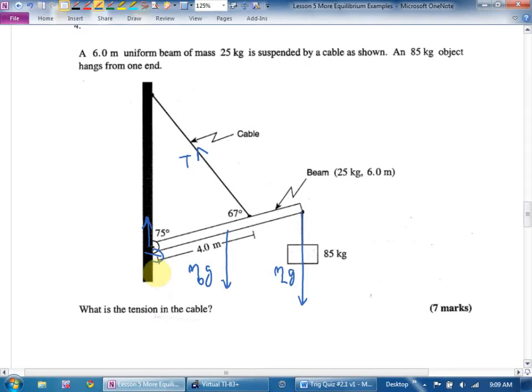Remember I said sometimes they give you a different angle? Most of the time they've given us the bottom angle. This time they gave us the top one. Okay, let's first of all draw in our components. There's the mass of the beam G perpendicular, parallel. There's the mass of the load G perpendicular, parallel. There's tension perpendicular, parallel. And you'll notice, because I'm not using the parallel, I didn't even bother labeling them because it's less to think about.